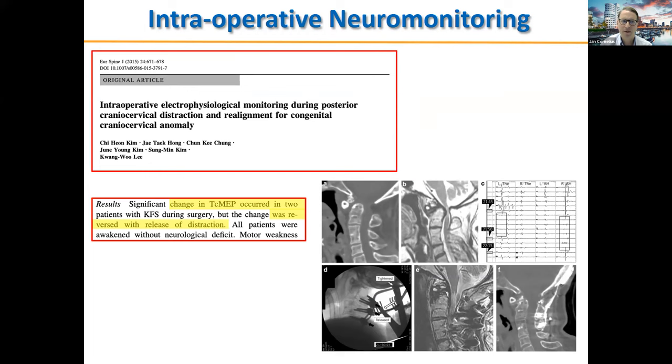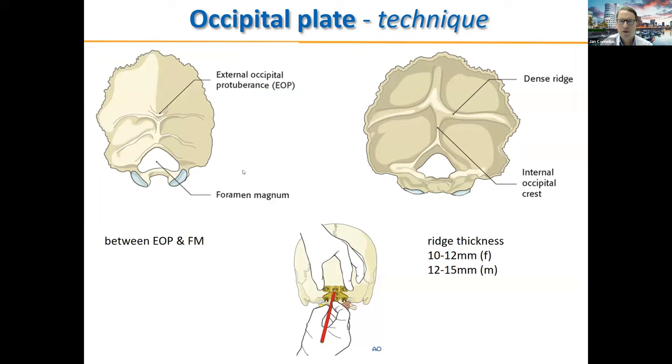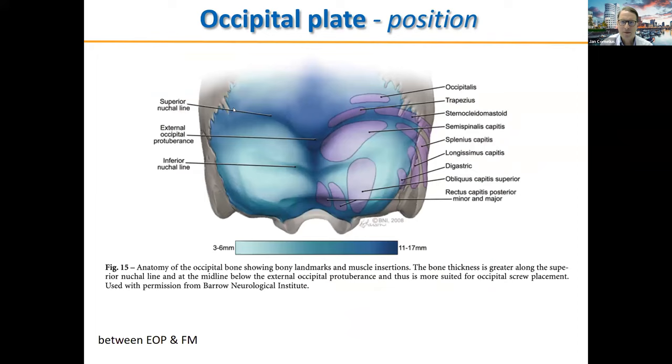So where do we put our occipital plate? The thickest bone is here at the level of the nuchal line and below the occipital protuberance. So at these levels, the bone is thickest. This is shown here again, here at the level of the superior nuchal line and here in the midline below the occipital protuberance.